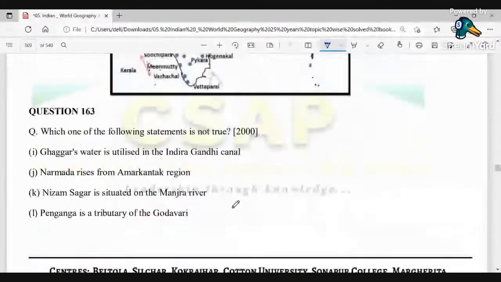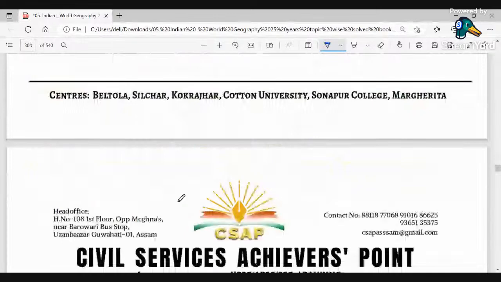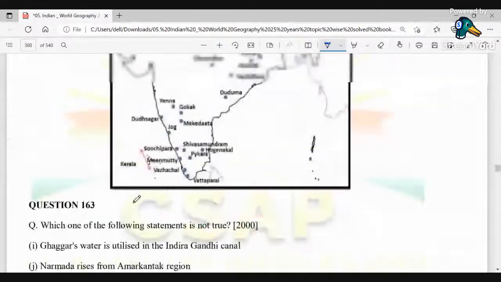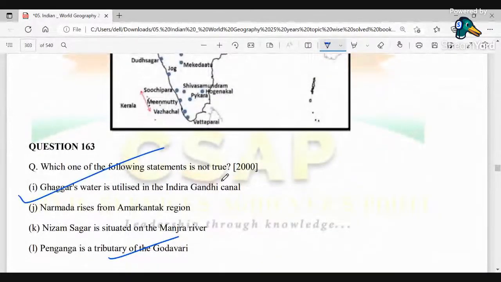Which one of the following statements is not true? Ghaggar's water is utilized in the Indira Gandhi Canal. Narmada rises from the Amarkantak region. Nizam Sagar is situated on the Manjra River. Penganga is a tributary of the river Godavari. So here the correct option is A. That is Ghaggar's water is utilized in the Indira Gandhi Canal.